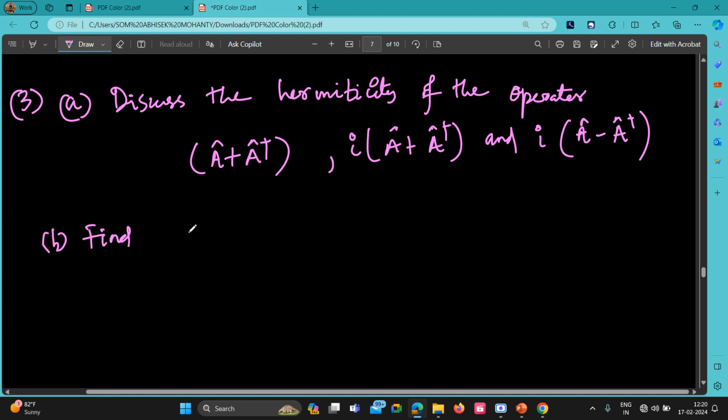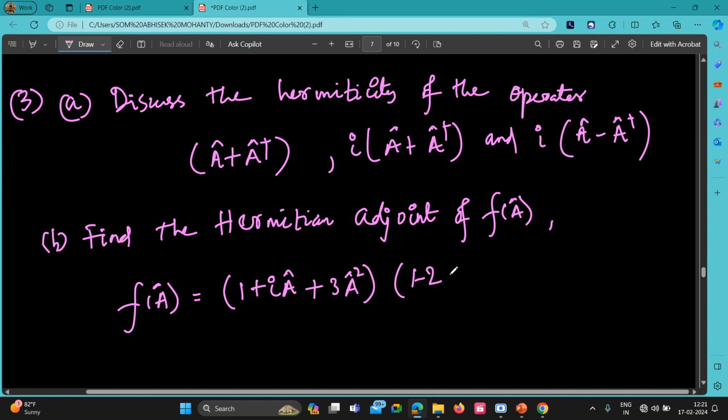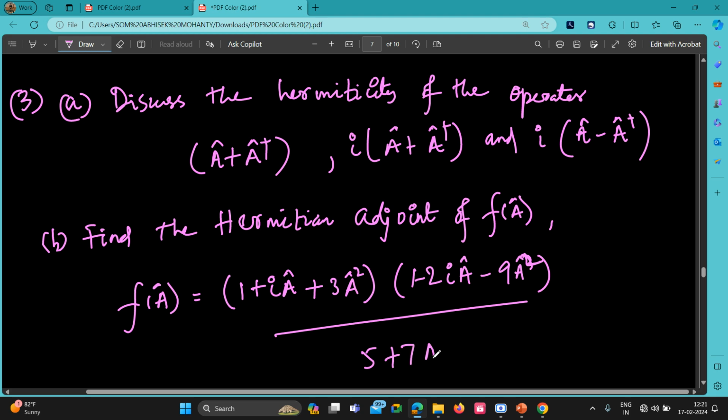Find the Hermitian adjoint of f of A cap, which is equal to how much? F of A cap is equal to (1 plus i A cap plus 3 A cap square) into (1 minus 2i A cap minus 9 A cap square), divided by 5 plus 7 A cap.